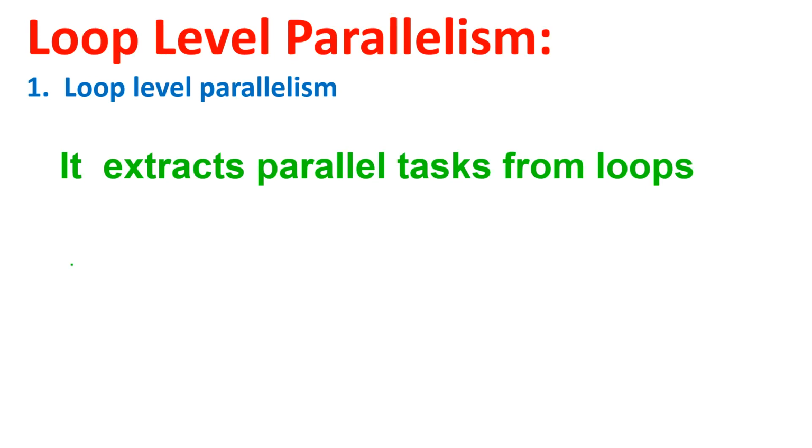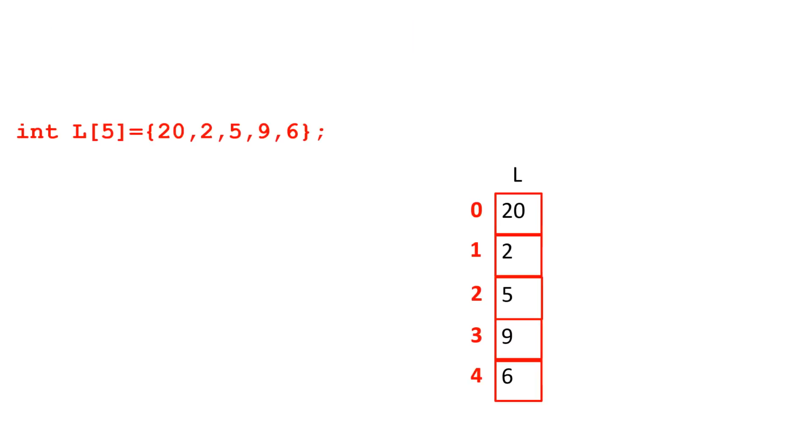What is loop level parallelism? It extracts those tasks from the loop that can be run parallelly on different processors at the same time. We understand it with an example.